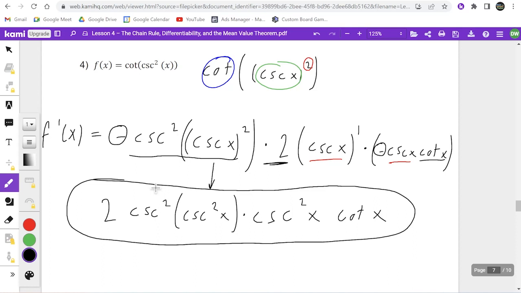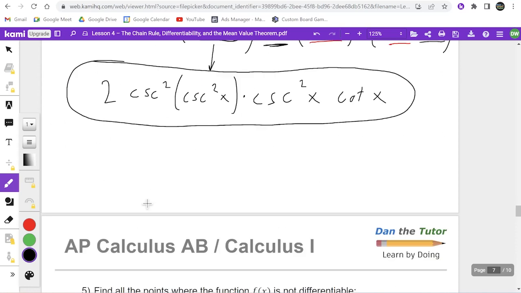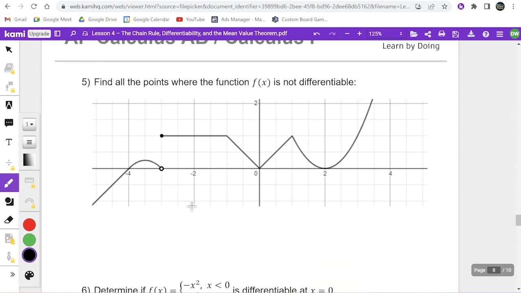Okay, if you do have any questions, you can always email me or post in the comments. Or if you're in the live lesson, you can stick around to the end and I'd be happy to answer your questions as well. Next, let's look at some differentiability questions.